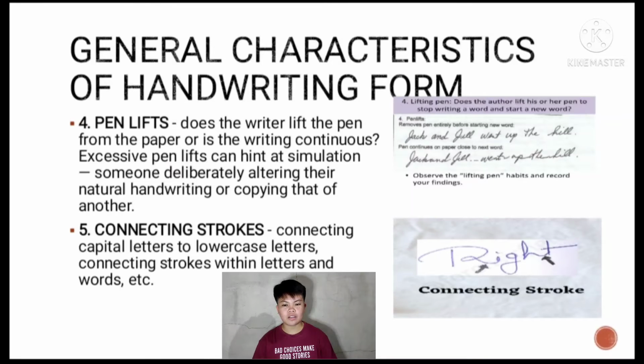Number 5 is the connecting strokes. Connecting capital letters to lowercase letters, connecting strokes within letters and words, etc. Connecting strokes is similar to pen lifts and separations. This analyzes whether or not the capital letters are connected to lowercase letters and if words are connected.